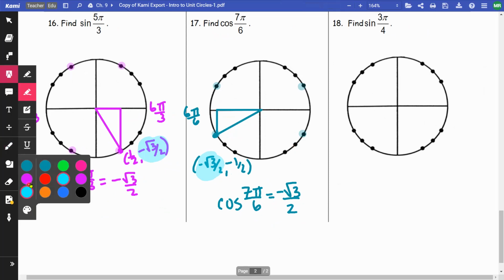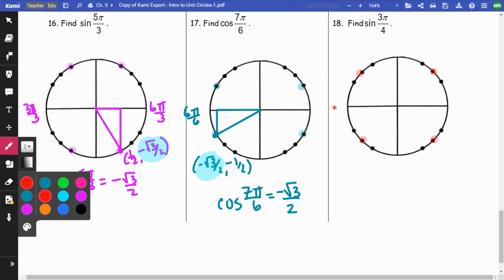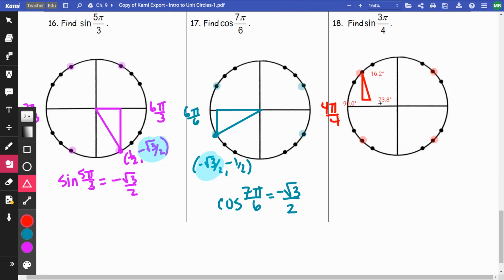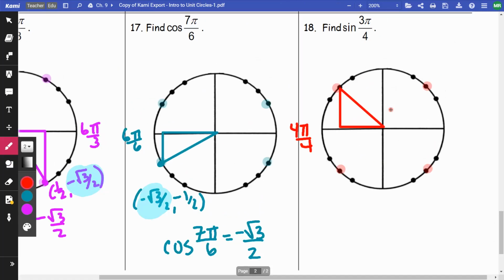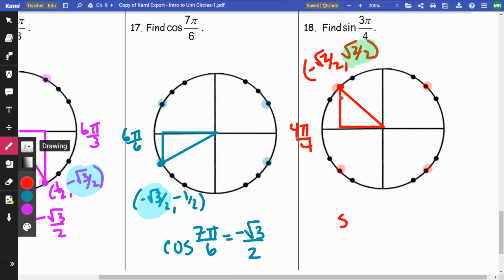Sine of 3 pi 4ths. So my pi 4ths are these middle ones here. And 3 pi 4ths, so going all the way to here would be pi, or 4 pi 4ths. And we want 3 pi 4ths, which is going to be right up here. So let me grab my triangle. I'm going to start here, drag it towards the center. And this one, the pi 4, is really 45 degrees. This is the one where the x and the y are the same. So I'm going negative root 2/2 because I'm in the negative x direction, positive root 2/2. And sine is our y coordinate. So my answer is going to be sine of 3 pi 4ths is equal to root 2/2.